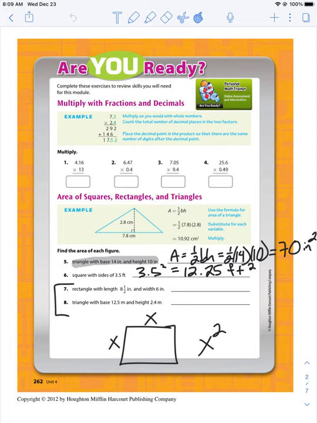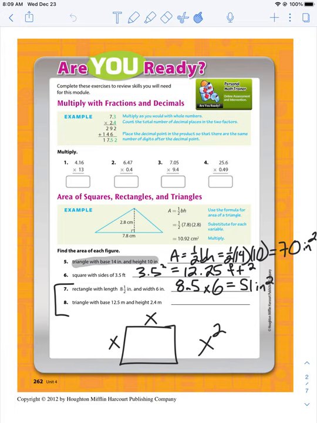Pause the video, play it back to see if you got it right. Okay, I'm going to go ahead and solve them. A rectangle with a length of 8.5 inches and width of 6 inches, that's going to be 8.5 times 6. Well, I know 8 times 6 is 48, half of 6 is 3, so 48 plus 3 is going to be 51 inches squared.